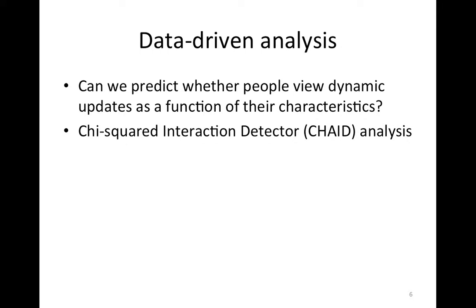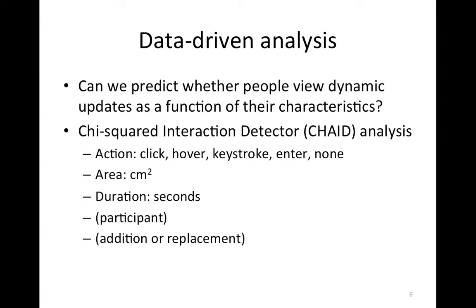We used chi-squared interaction detector analysis. This is a decision tree analysis, and we used this because we wanted to understand whether or not somebody was going to view content. So we sort of wanted to end up with a yes or no answer, which would help us translate it to audio. And the factors we entered into the analysis were the action used to initiate the content, click, hover, keystroke, enter keystroke or none, the area in centimetres squared, the duration in seconds, and we also entered participant identifier and also whether it was an addition or replacement of the content. But these last two factors weren't significant and weren't included in the final model.